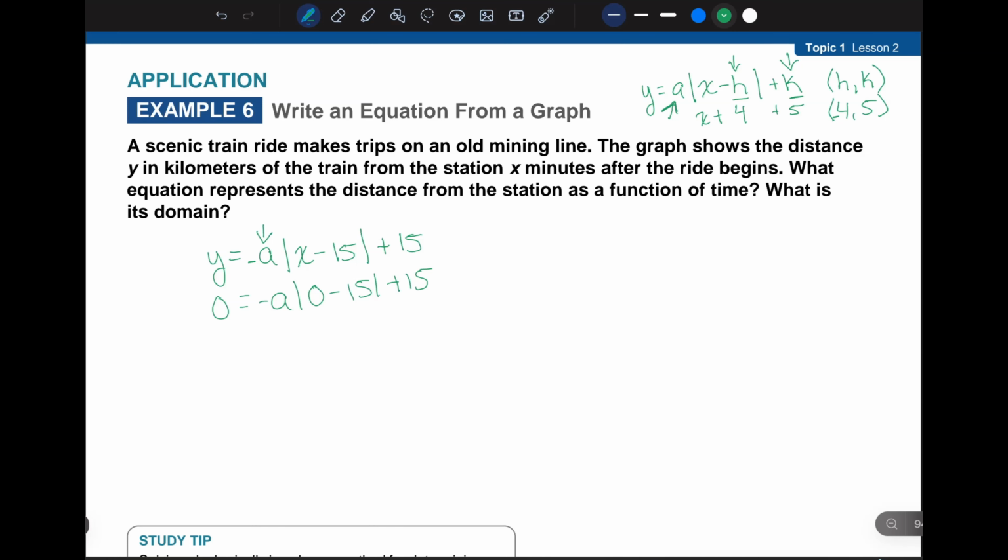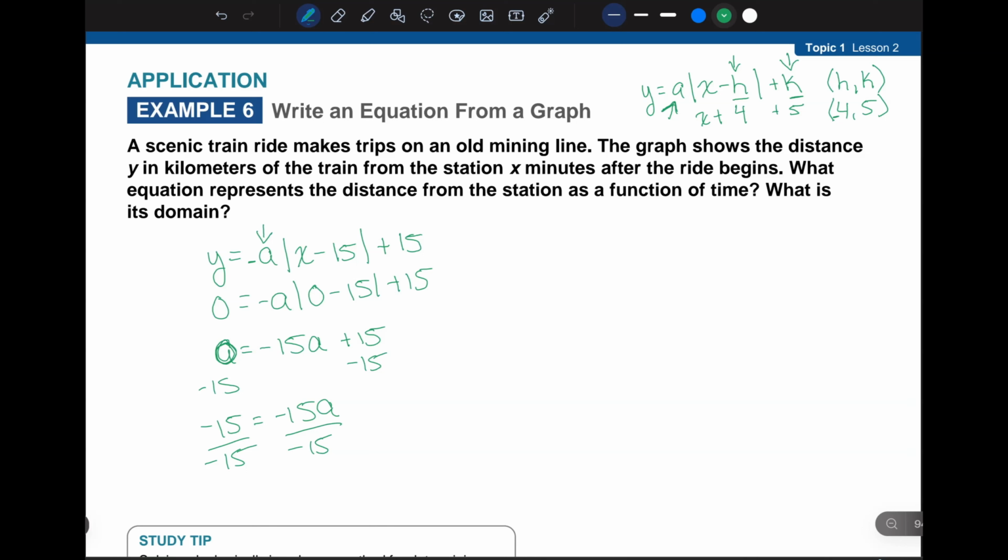So I know that 0 minus 15 is negative 15. And then I have to take that times this, the absolute value of negative 15 is positive 15. So times negative a would be negative 15a plus 15. Now it's a simple solve for a. So I'm going to subtract the 15. That's a 0. So I have negative 15 equals negative 15a. Divide by negative 15. So a is 1.